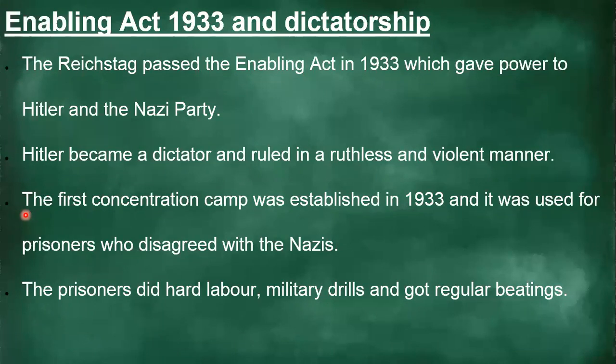Okay, so they set up concentration camps. We're going to look at them throughout the lesson. The prisoners did hard labor, military drills, and got regular beatings. It was very bad. So those prisoners who were sent to the concentration camps, it was violent, very cruel, the conditions that they were living in. Okay.